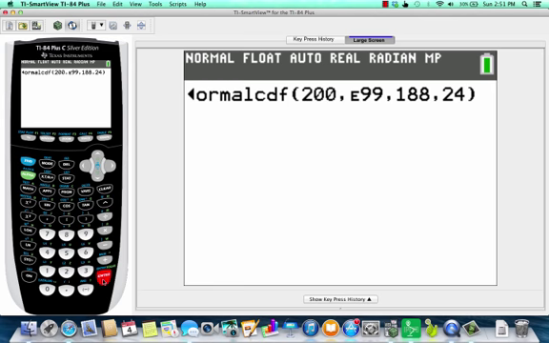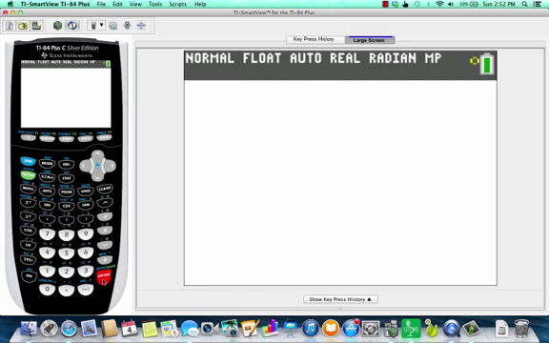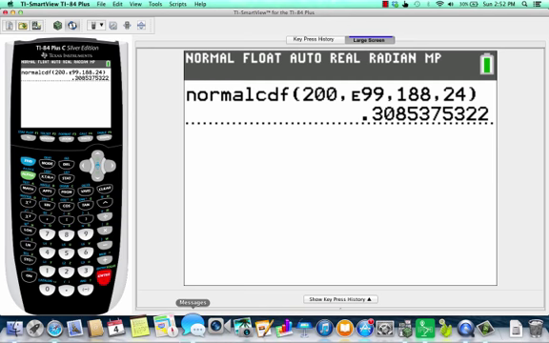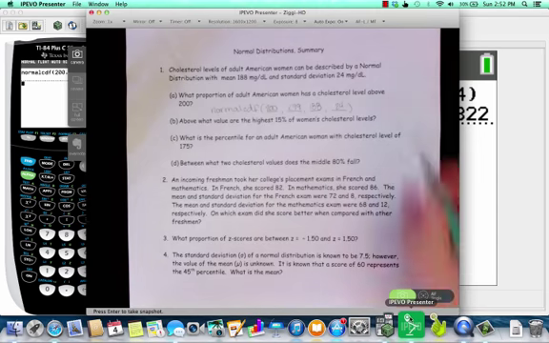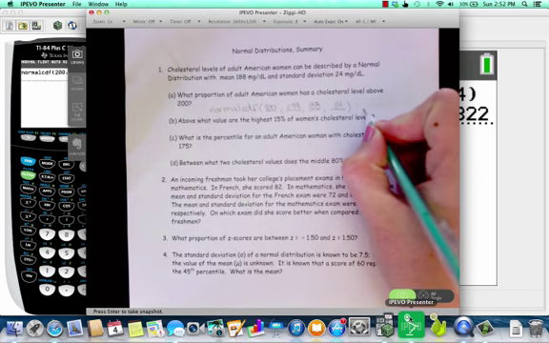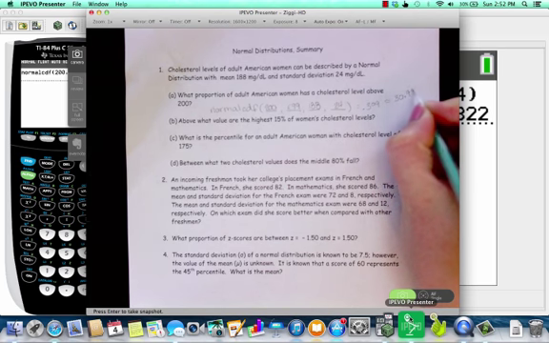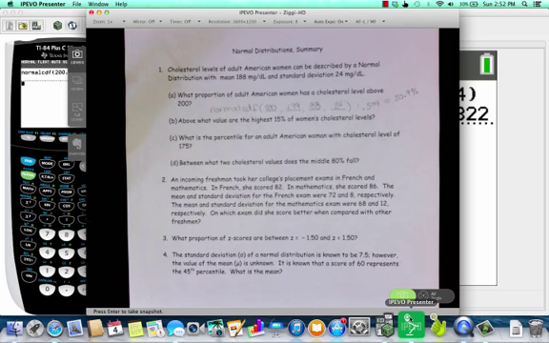Now, if you do not have one of the newer ones, if you have just a normal TI-83, or a TI-84 but not the Plus C, it's just going to bring up normal CDF on your screen, and you would just need to type those in separated by commas. Then when we hit enter, it's going to calculate that for us, and we get 0.309, which we can say is approximately 30.9% of American women have a cholesterol level above 200.